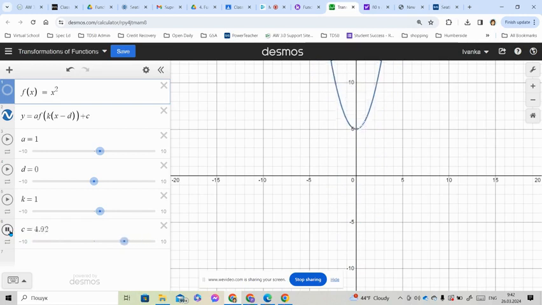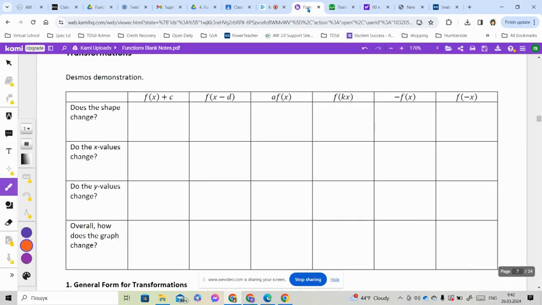What's the name of it? Vertical translation. Is it changing the shape? Is it flipping it? Moving it sideways? No. All right. So let's make a note of that. So the C, does it change the shape? No. Do the X values change? Meaning, does it move to the left and right? No. Do the Y values change? Yes, right? Because the C moves the function up and down. Overall, how does the graph change? Okay. So this is what we call the vertical translation.